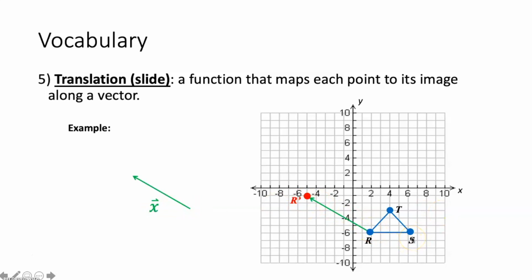Let's do the same thing with point S. I'm going to apply vector X to point S, and I see I'm going to slide point S along the given vector and put its image right here at the end of the vector. This is S prime, the image of point S after it's been translated along vector X. Same thing with point T. I'm going to attach our vector X to point T and slide point T along vector X to where I get my image. Again, T prime is the image of point T after it's been translated along vector X. There is the image of triangle RST after it's been translated along vector X.